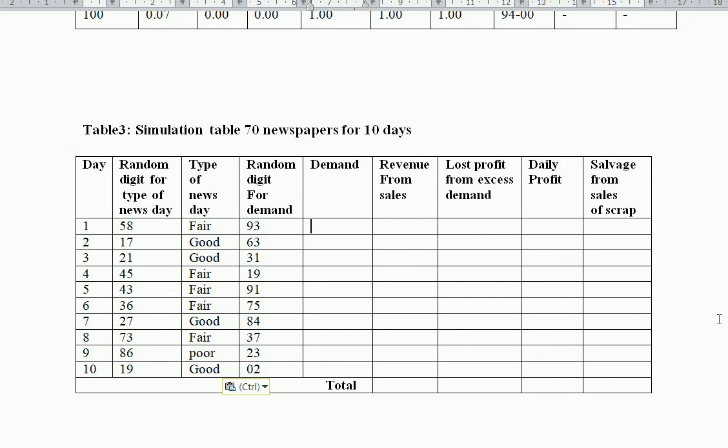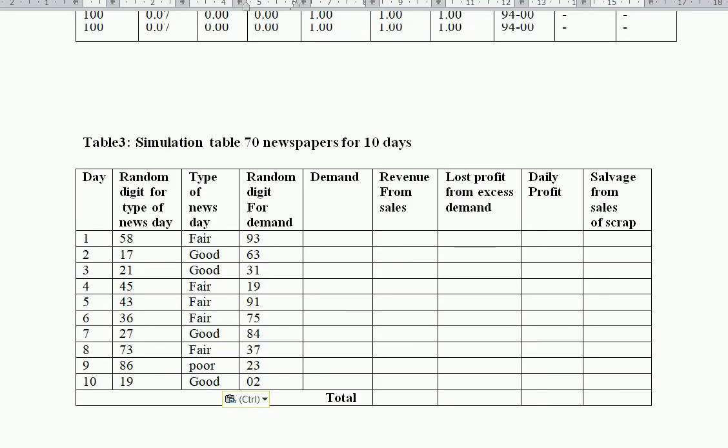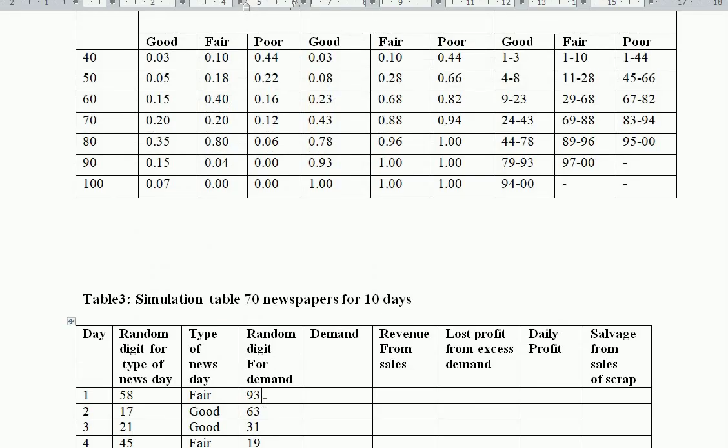What is demand? How are we going to calculate the demand? We have a table here, random digit for demand. The random digit for demand is 93. We have three tables, good, fair and poor. So for 93 we have to see the fair column. 93 lies in the fair column between 89 to 96, and the demand is 80. So the day 1 demand is 80.